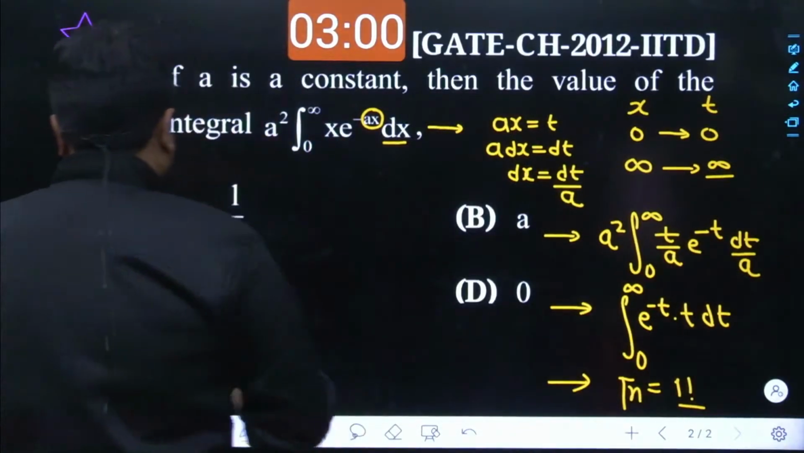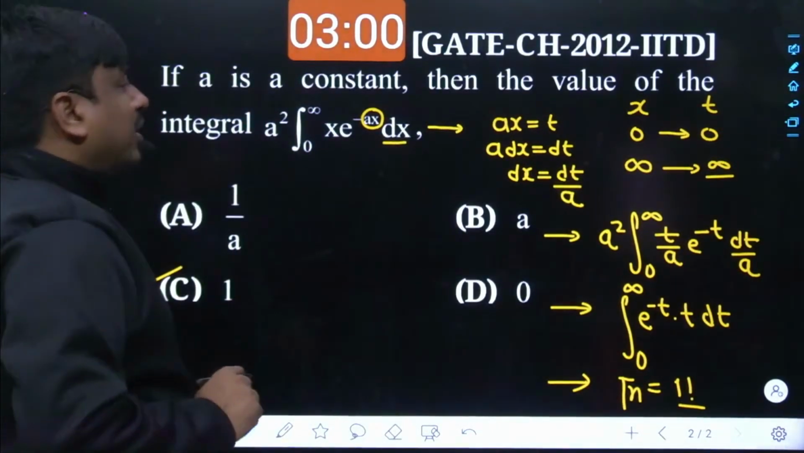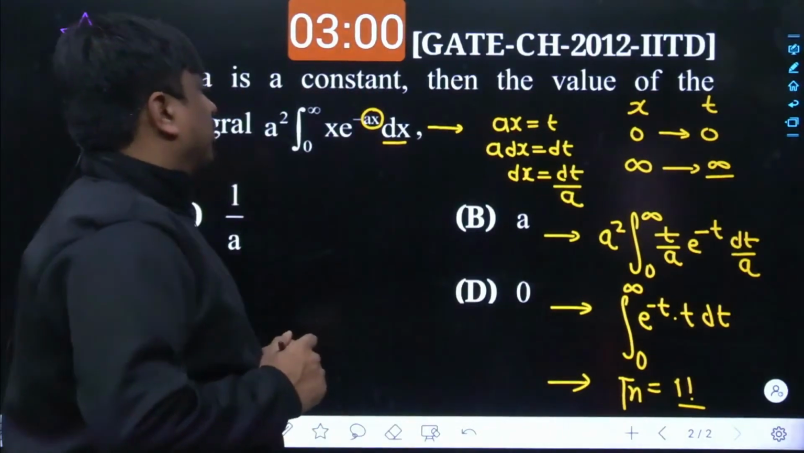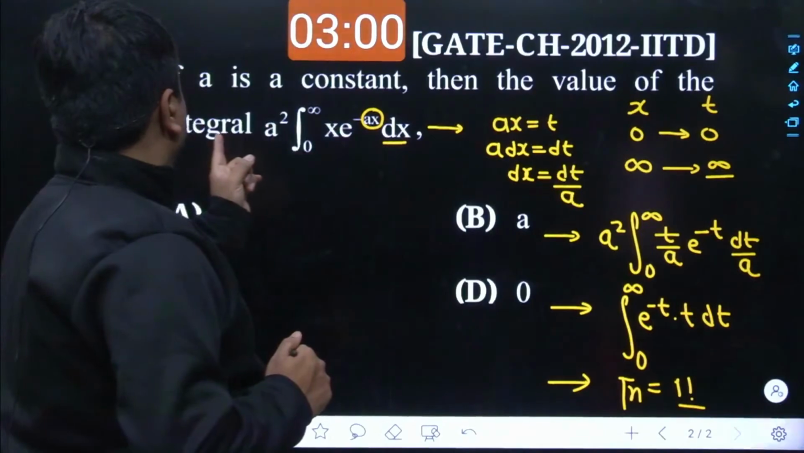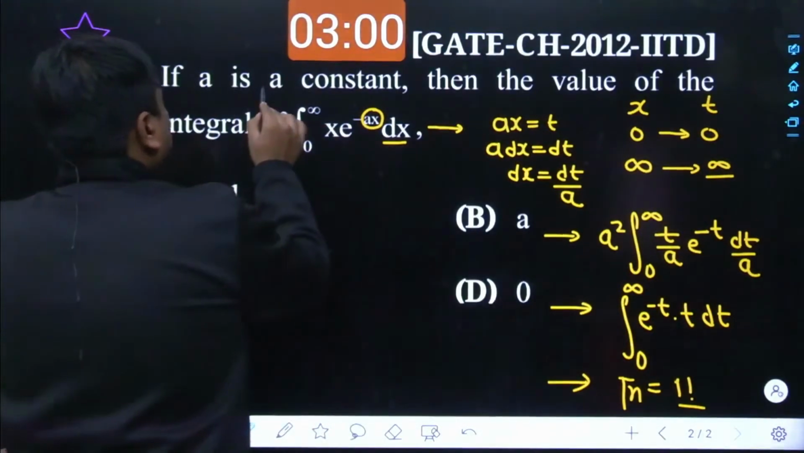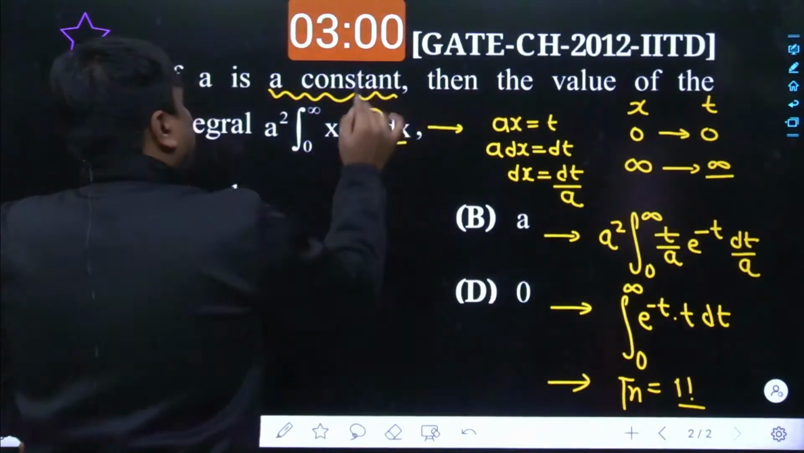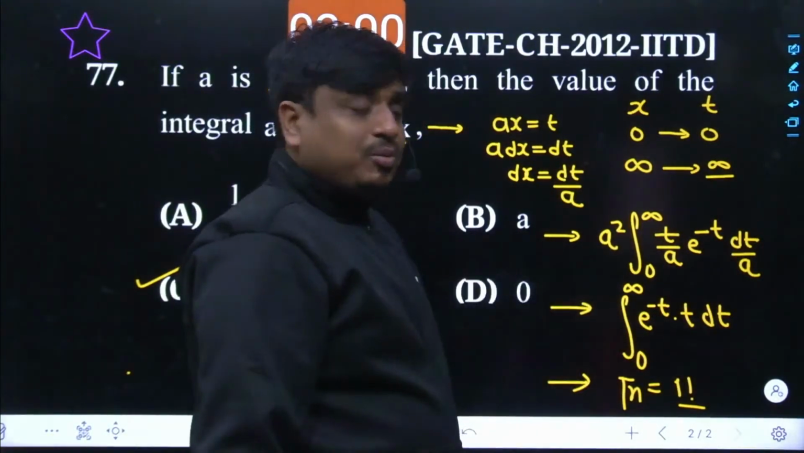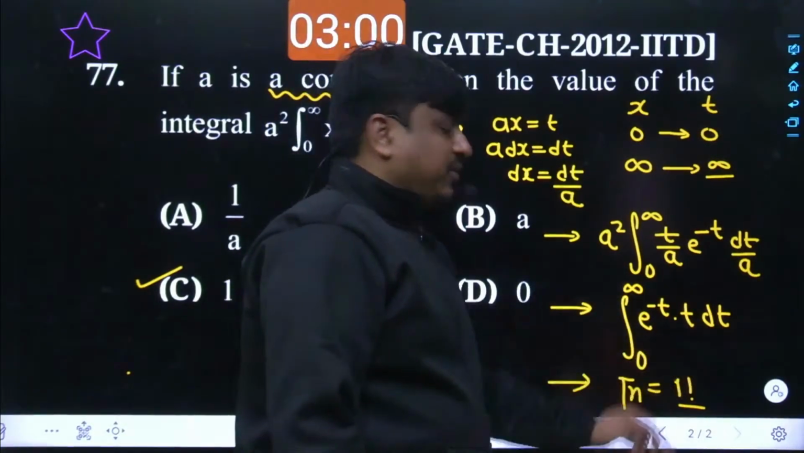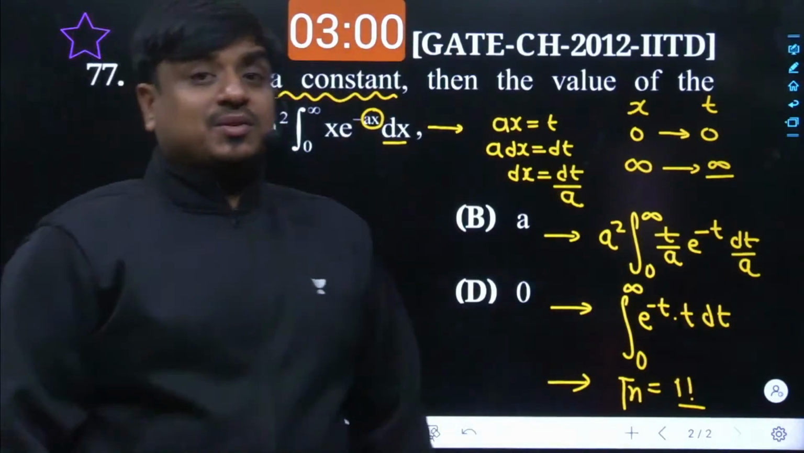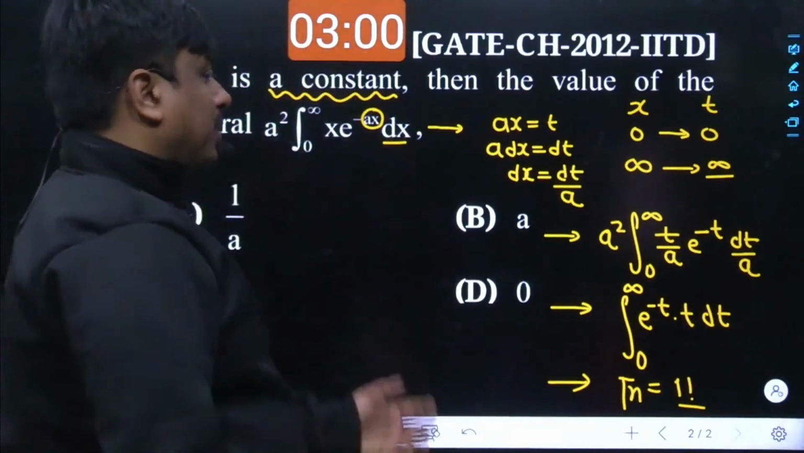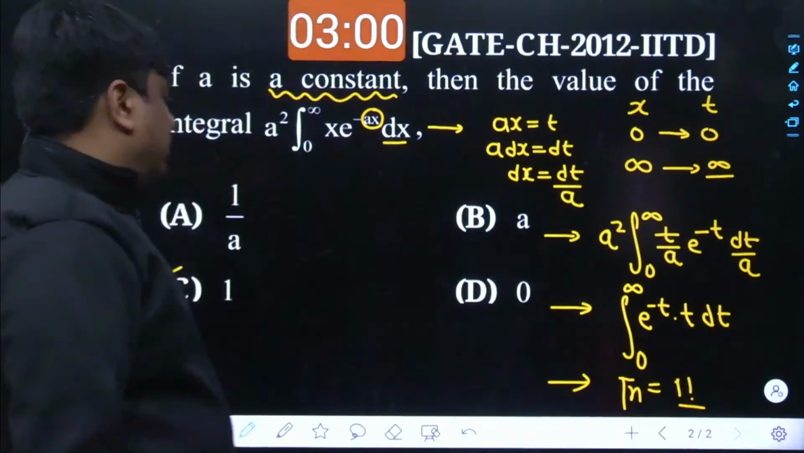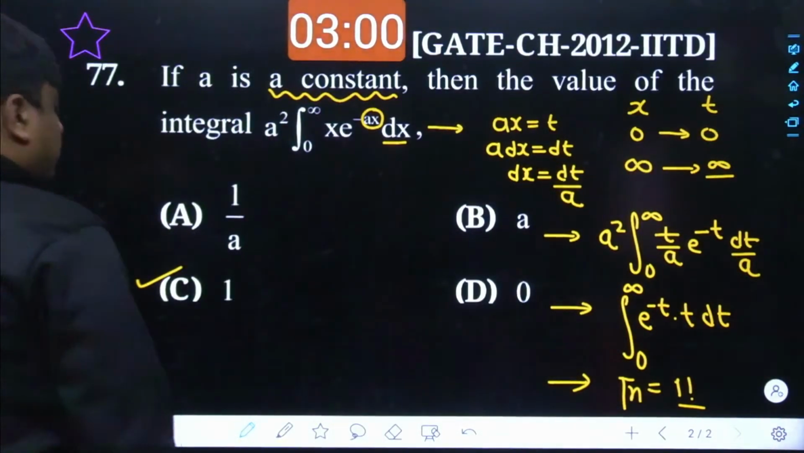So the best answer for this given question is C. But I feel this problem must have been crafted in a better way. They must have said that a is a positive constant value. Why am I writing so? If a is a negative real quantity, the integration goes from 0 to minus infinity, and rather than having the result as 1, it must be minus 1, because the upper limit is towards the left-hand side and the lower limit is at the right-hand side. That is what I am saying.